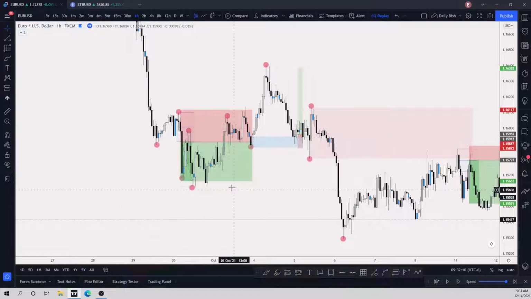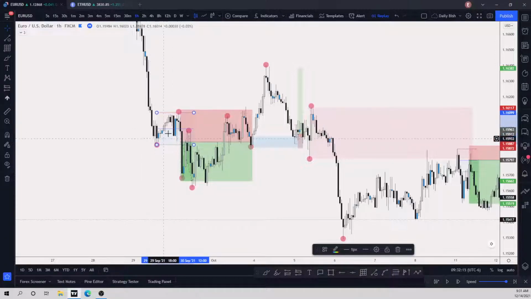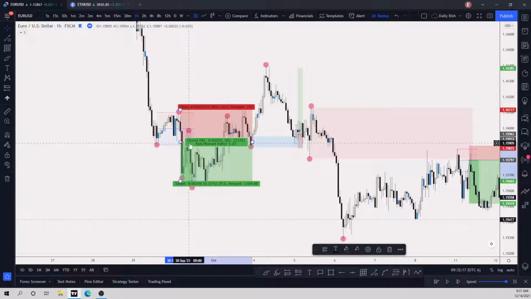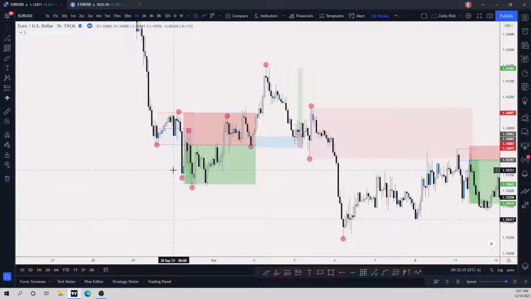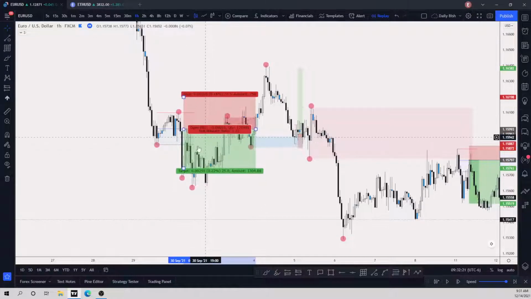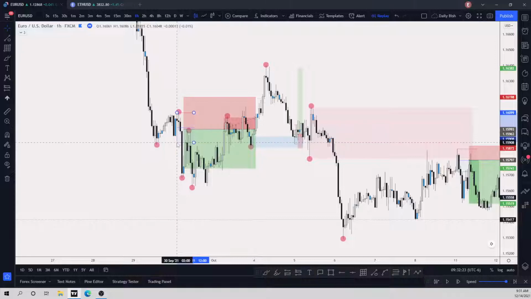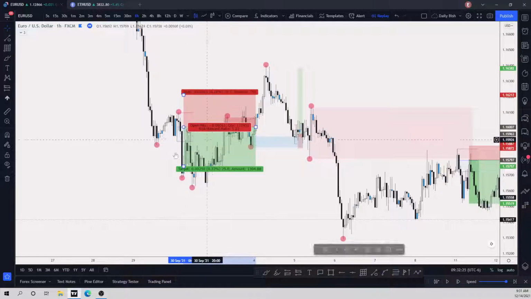The other method is to use the full up range before the move. So you would have your order here targeting the low, or to use the 50% of that, or to use the 50% of your demand or supply zone. So whatever you want to use. So in this scenario, you would miss your entry.